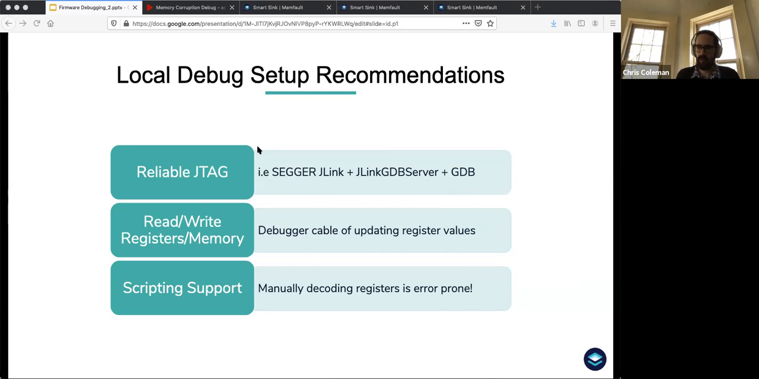And then the third piece is if we're trying to debug efficiently locally, we don't want to do the same thing over and over again. Unwinding registers and walking through things manually is error prone and can send you down rabbit holes. So once you understand the basics, you're going to want some degree of scripting to help you out.